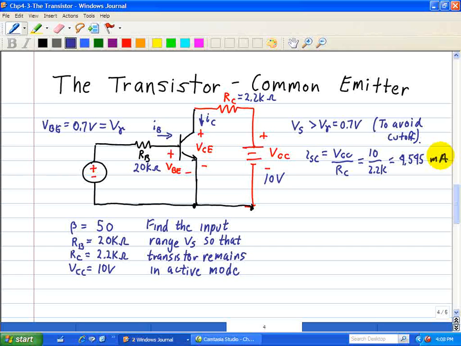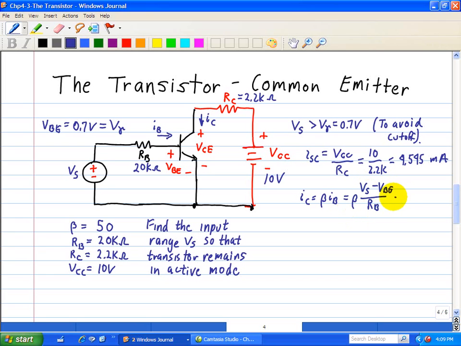Now, to ensure active mode operation, let's calculate the following for IC. We know that IC is equal to beta IB. Now, IB is based on the following, where this is the input voltage VS. So beta times VS minus VBE. So in the numerator, this is just the voltage across the resistor RB. And we just divide by RB because now this is a form of Ohm's law.